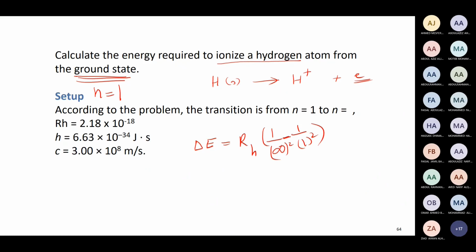Clear? So what's delta E? Now, which RH am I going to use? I ask you for energy. Which RH are you going to use? The one that has joule. And it's in your periodic table, it's available as 2.178 times 10 to the power minus 18 joule. Okay, now what's then delta E?